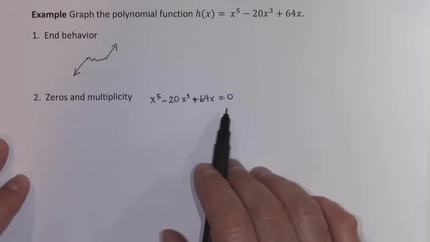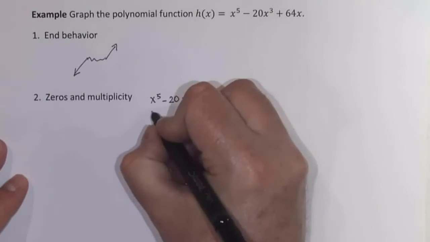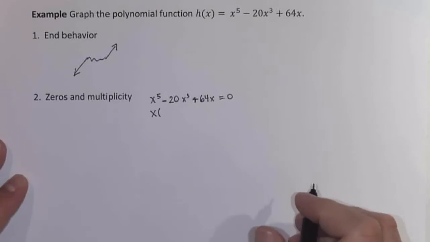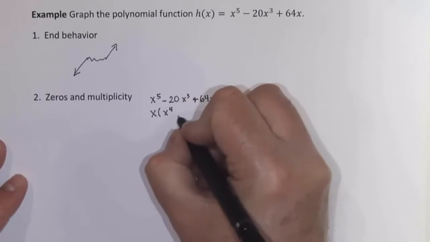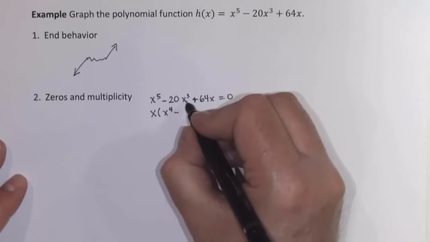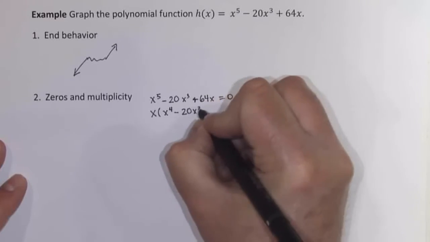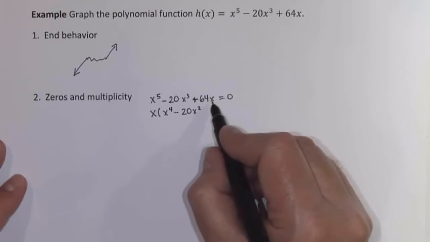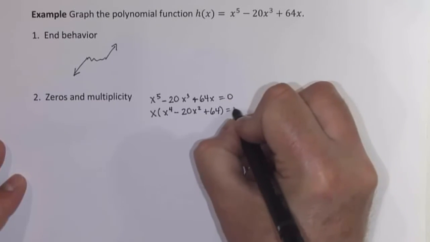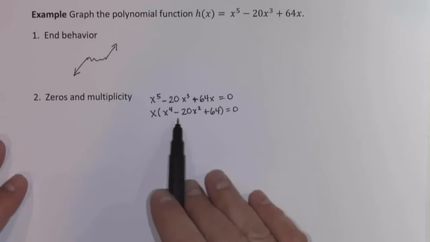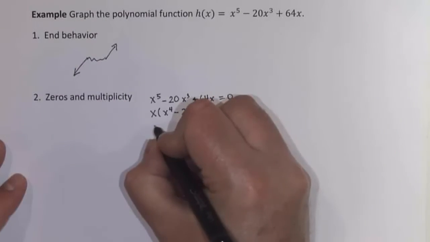Now to solve this, first of all, notice that each term has a common factor of x, so we can factor out x. If we factor x out of x to the fifth, that leaves x to the fourth, minus, if we factor x out of 20x cubed, that's going to leave 20x squared, and again that's minus. If we factor x out of 64x, that will be plus 64. So we have x to the fourth minus 20x squared plus 64, which we can factor.